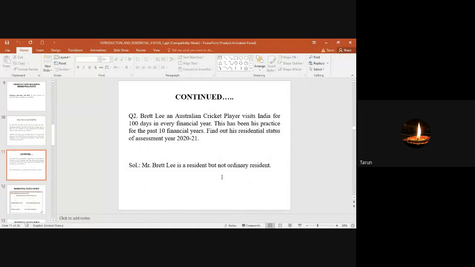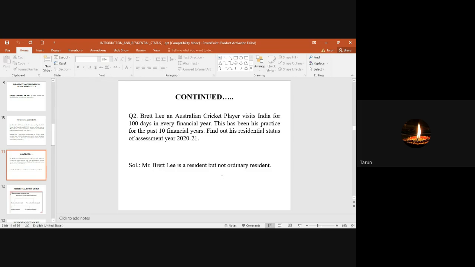Mr. Brett Lee, an Australian cricketer, visits India for 100 days in every financial year. This has been his practice for the past 10 financial years. Find out his residential status for assessment year 2020-21. It is automatically clear in the first sentence that Brett Lee is an Australian cricketer who visits India for 100 days in every financial year.